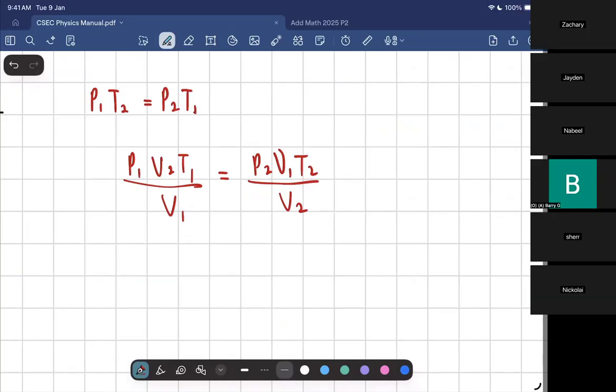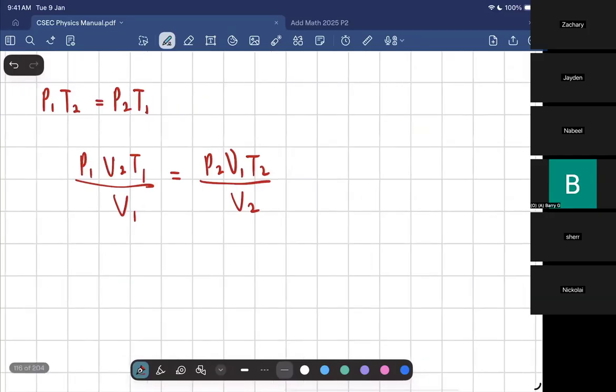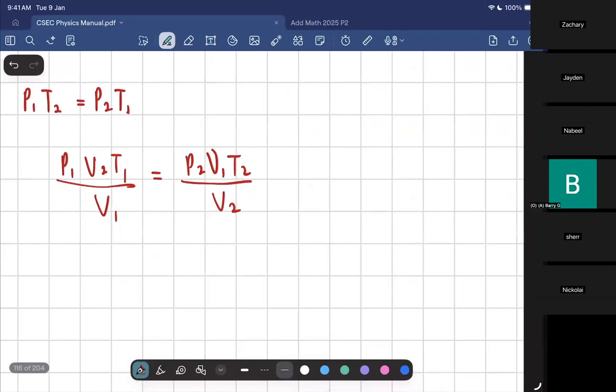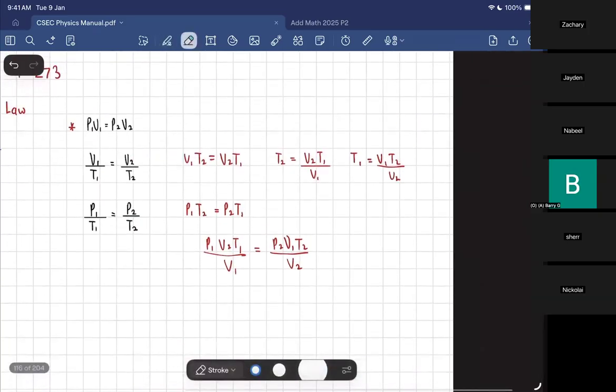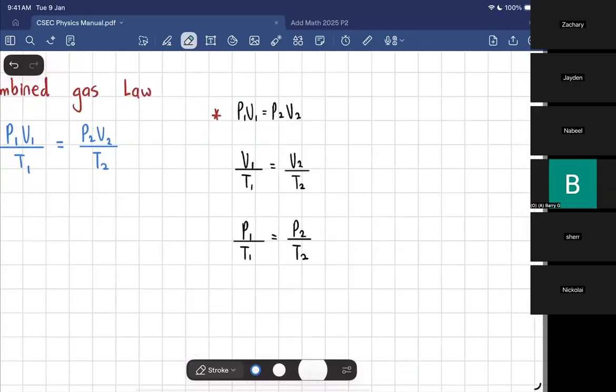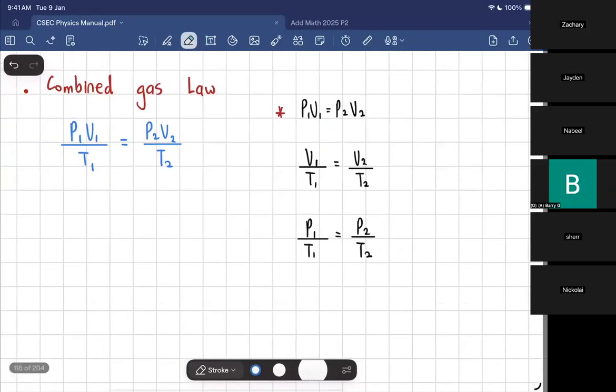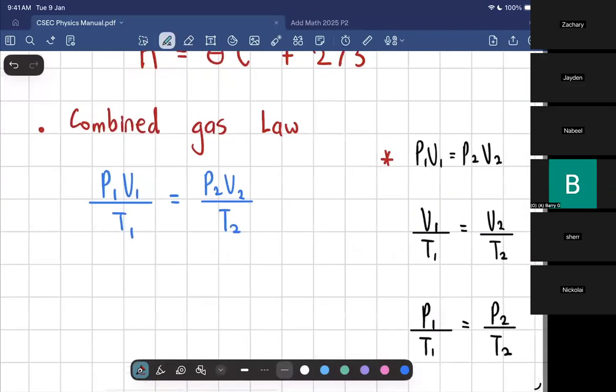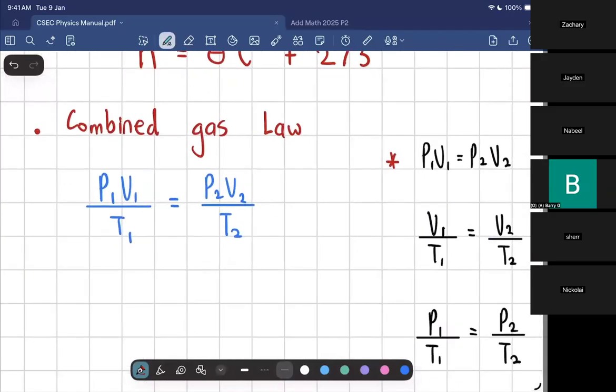What I could do over here, I could, but if I do that, the V2 is going to cancel off. If I divide both sides, no, you're going to get V2 squared. I'll put an asterisk by it for now. I'll put a pin on it, because all the derivations are ending up with a squared somewhere, and it's just recursive. But for now, just remember that this is the combined gas law.